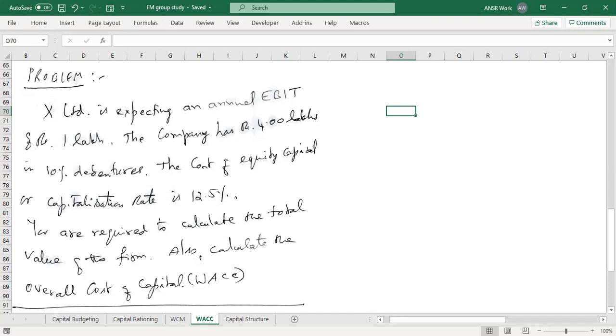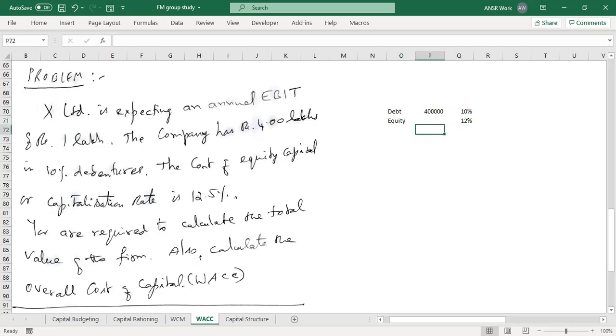So basically, I'm not answering, I'm just putting the information in a tabular format. Here is debt, here is equity. Debt, we know, is 4 lakhs, and the debt percentage is 10%. Equity, we know the percentage is 12%.